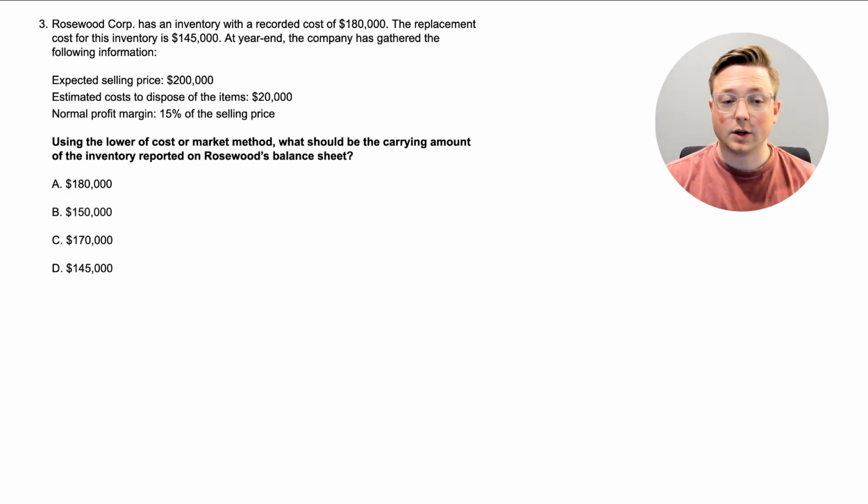All right, here we are at question 3. Let's read the last part. As always, using the lower of cost or market method, like I said, that's what we're doing now. What should be the carrying amount of the inventory reported on Rosewood's balance sheet?